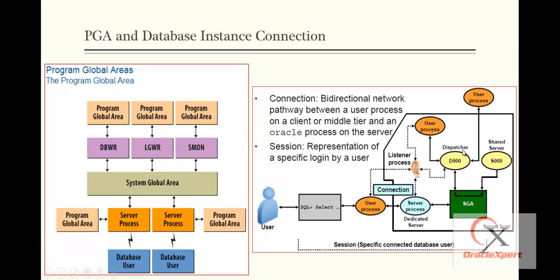So irrespective of whether I have configured my instance in a dedicated server mode or in a shared server mode where there is a dispatcher process, the role of a listener is only for the initial connection making part. Once the listener forwards the address of either a dedicated server process or the dispatcher process to my user process, going forward, my user process can directly interact with its server-side equivalent, which in a dedicated server environment is a dedicated server process and which in a shared server environment is a dispatcher process.